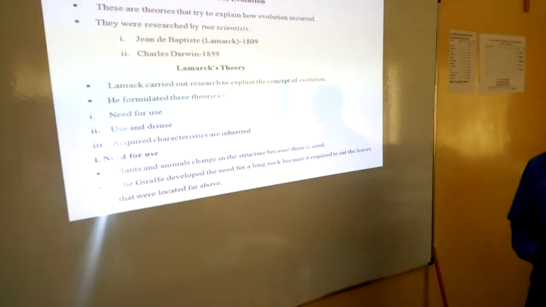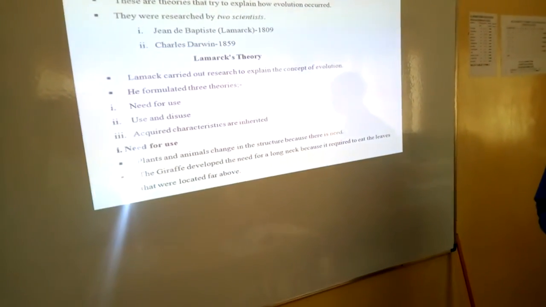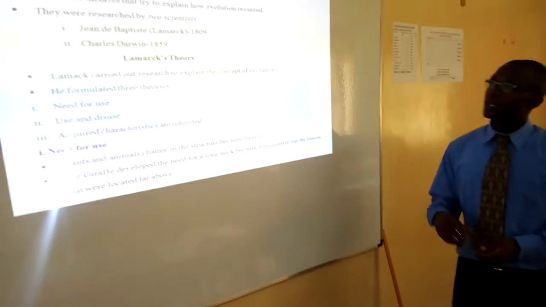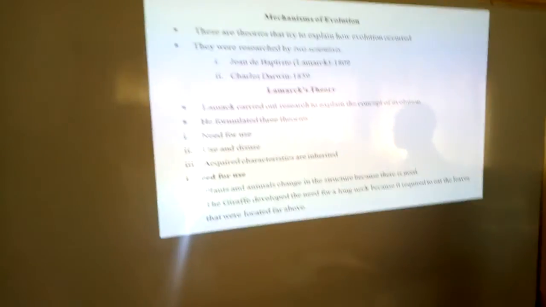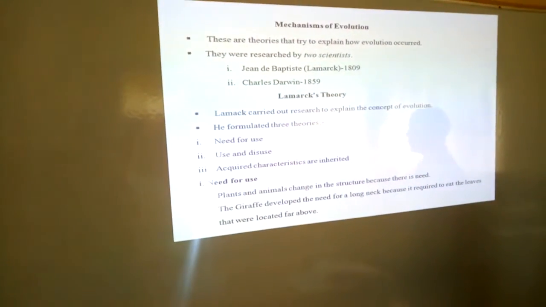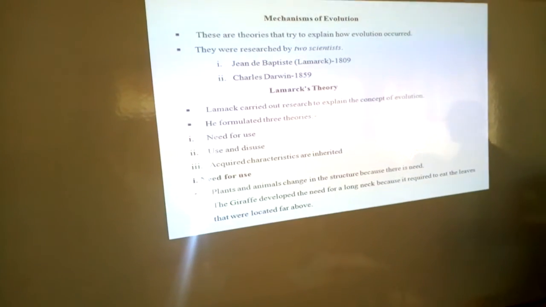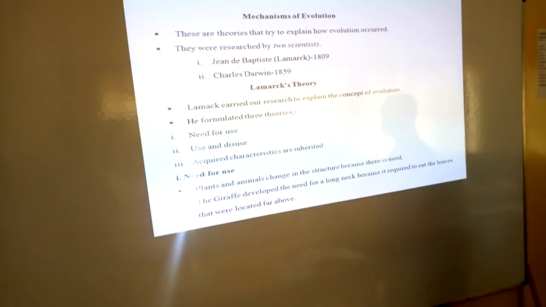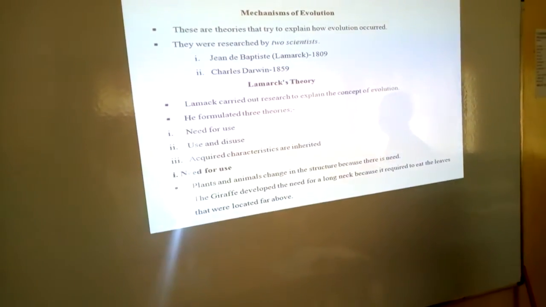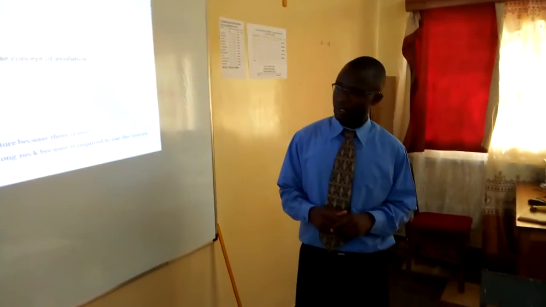Then we have Charles Darwin, 1859. He did his research. Let's begin by looking at Lamarck's theory. How did Lamarck explain matters to do with evolution? First, he carried out research to explain the concept of evolution. In his research, he came up with three theories.